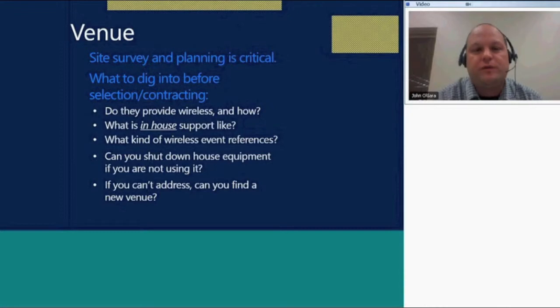The second area that we pay attention to, once we've thought about what our goals are as well as what the goals for the attendees are, is the venue. I really feel that visits to the venue and digging in with the venue for your event prior to the event are critical. Some areas seem obvious, but do they provide wireless and how do they provide it? How are they set up to do it?